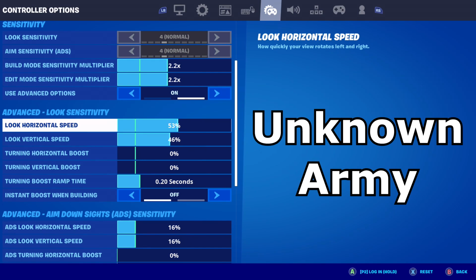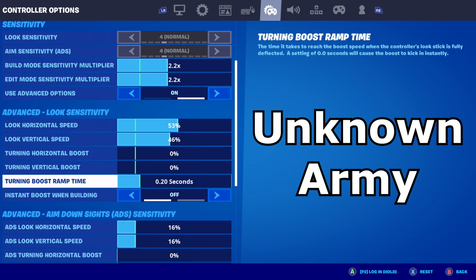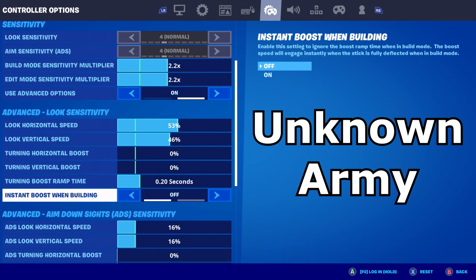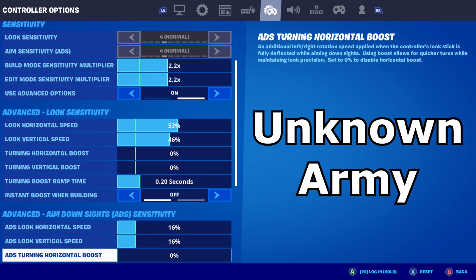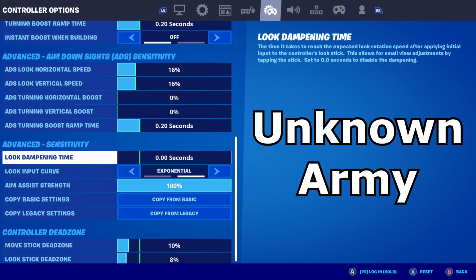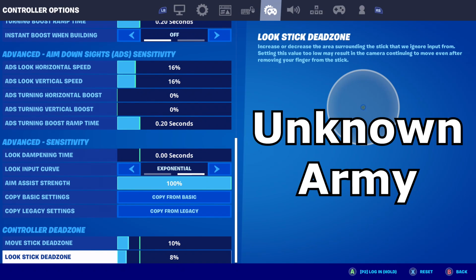Then for his look sensitivities, he uses 53% for horizontal speed and 46% for vertical speed. And I know he has a 0.2 second turning boost ramp time, but that actually doesn't matter because he uses 0% for both the boosts, so no boost in this section. For ADS sensitivity, it's 16% for both horizontal and vertical speed with no boost. He uses 0.00 second look dampening time, a 10% move stick dead zone, and an 8% look stick dead zone.